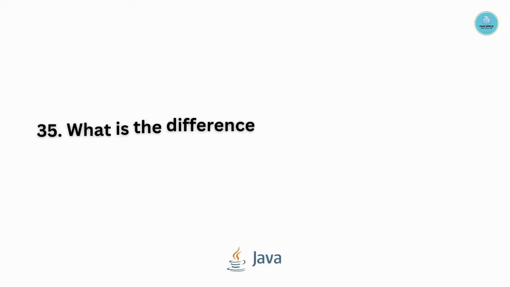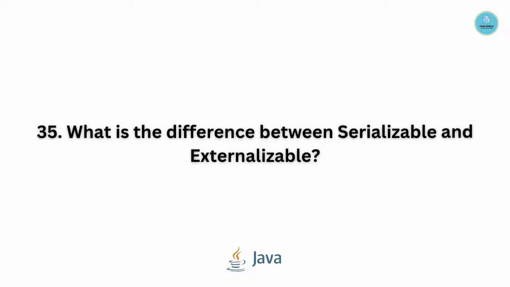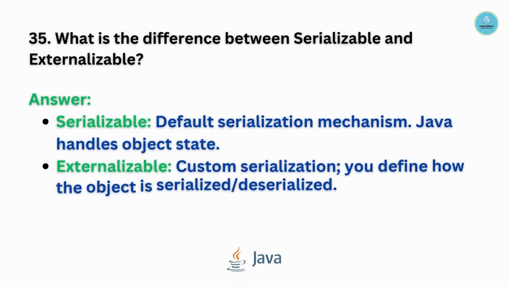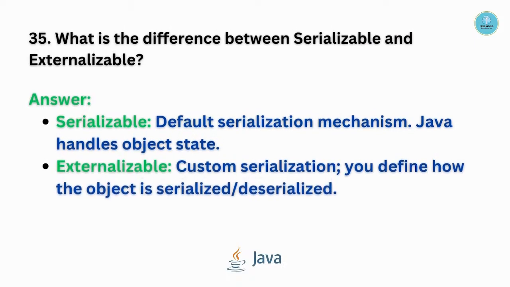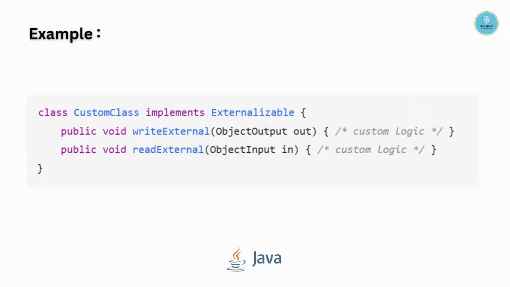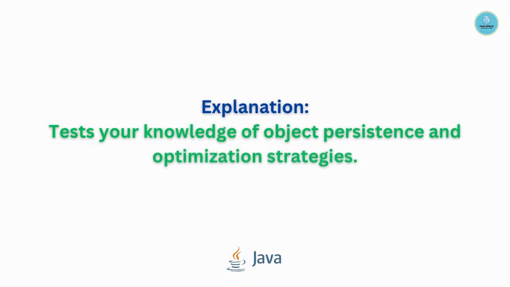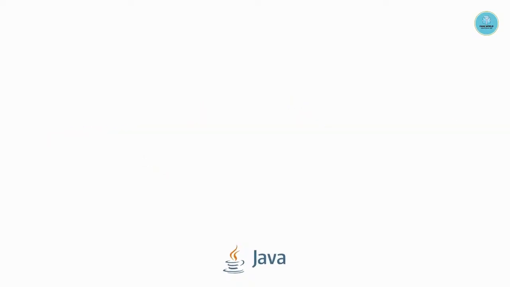Question number 35. What is the difference between Serializable and Externalizable? Serializable is the default serialization mechanism. Java handles object state. Externalizable is custom serialization. You define how the object is serialized and deserialized. Example is as follows. Tests your knowledge of object persistence and optimization strategies.